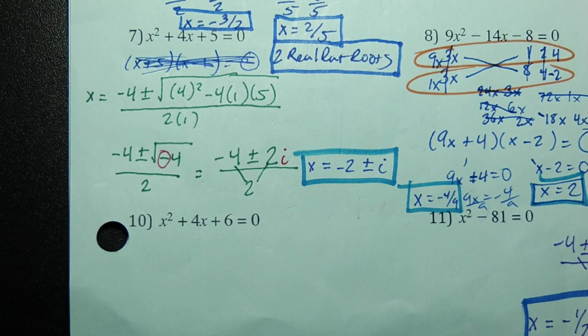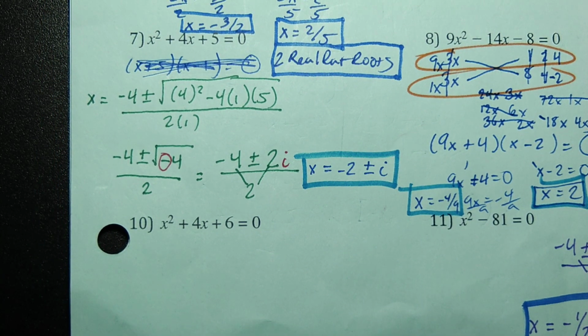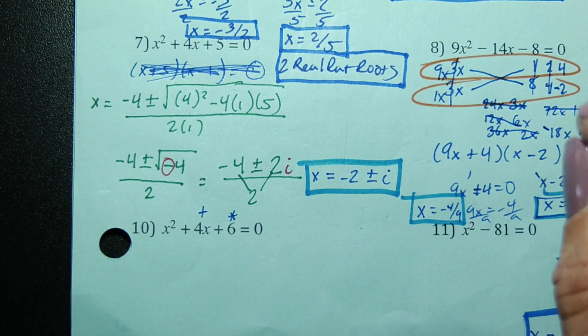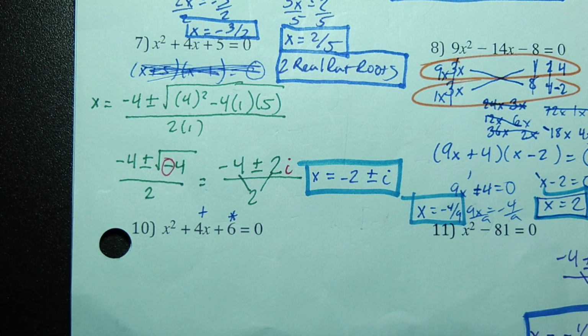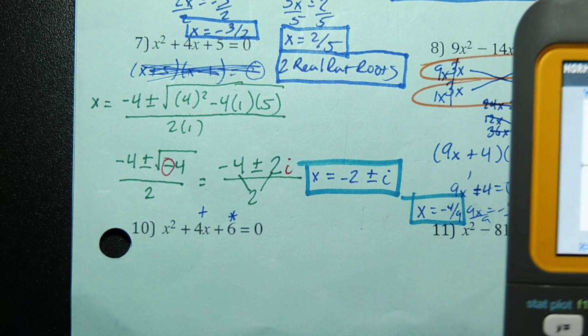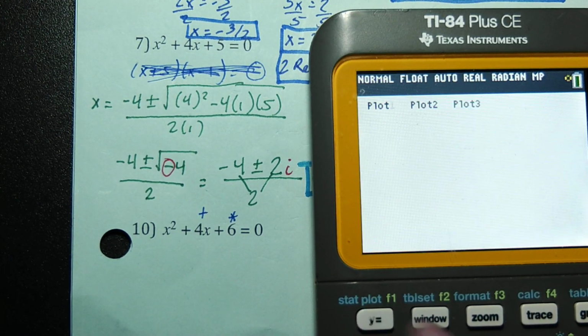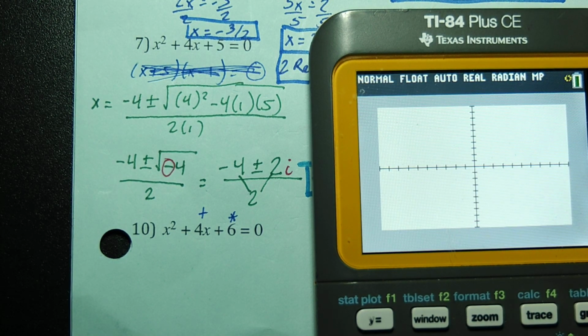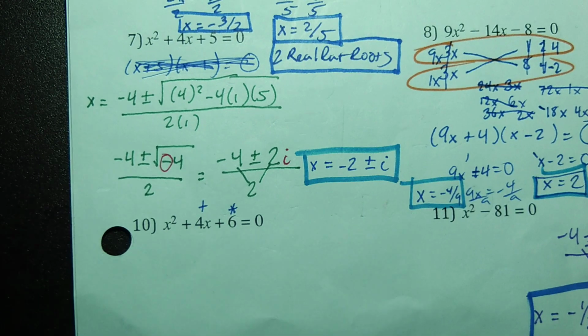All right, folks, on number 10, we're looking for a product of 6 and a sum of 4. Ooh, doesn't look like we're going to be able to do it. And if I check this on my calculator, what we find is, oh yeah, that's not going to touch the x-axis at all. So that's going to have imaginary roots, which means I'm automatically going to have to use the quadratic formula.